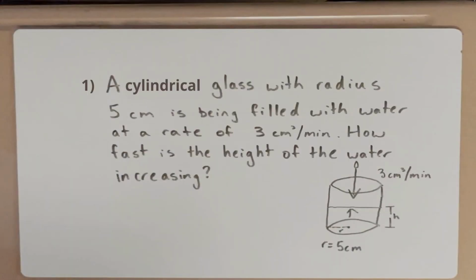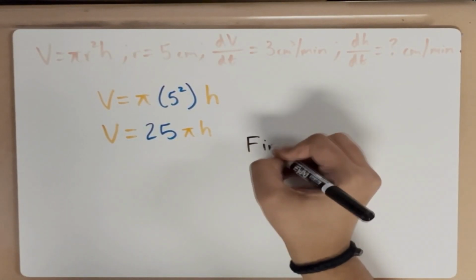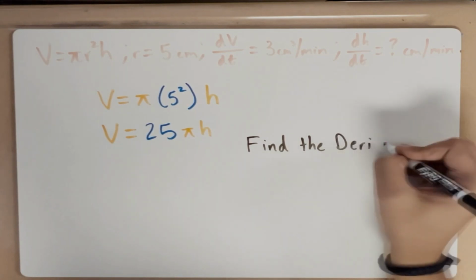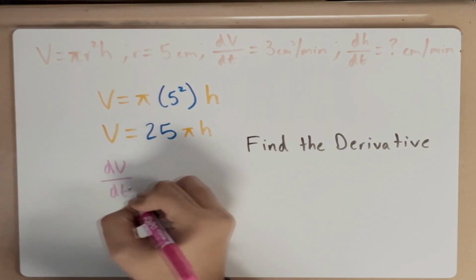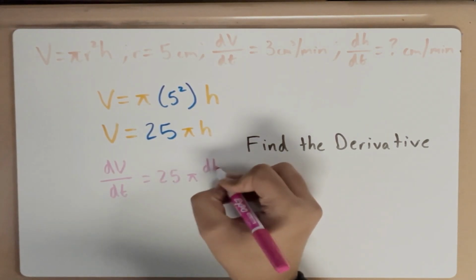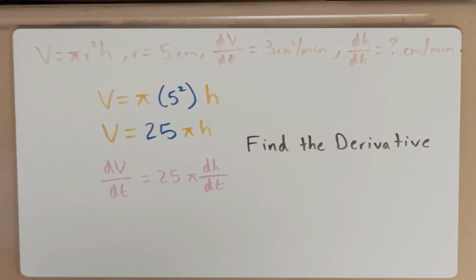Example 1. A cylindrical glass with radius 5 cm is being filled with water at a rate of 3 cm cubed per minute. How fast is the height of the water increasing? We can then plug in our values for r, which is 5 squared, which allows us to get an equation of volume is equal to 25 pi h. We must then find the derivative.